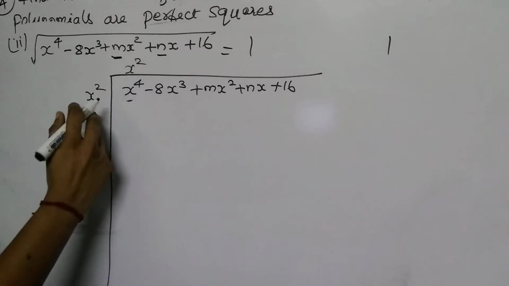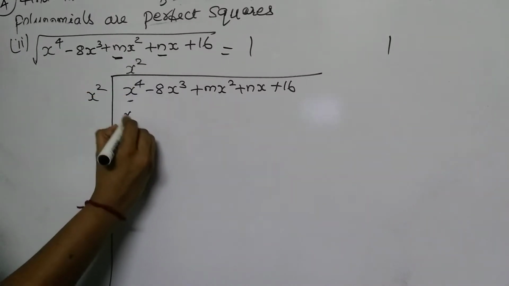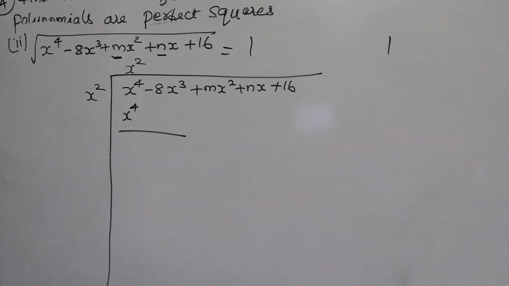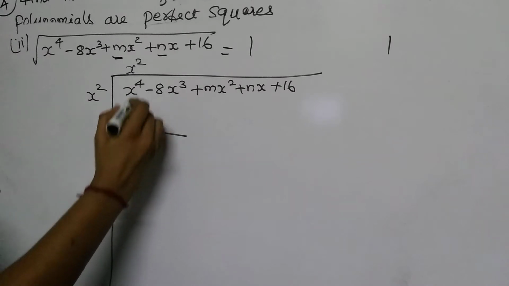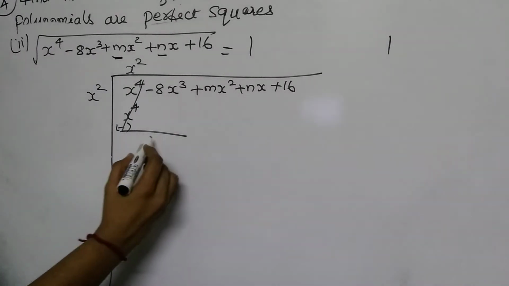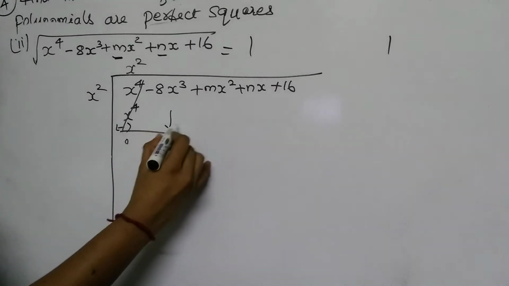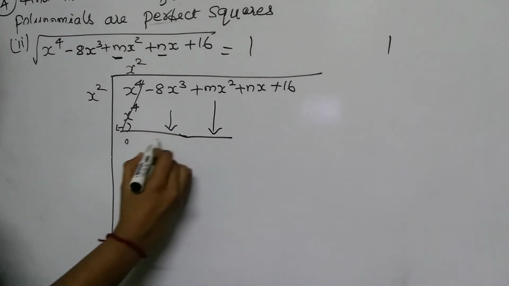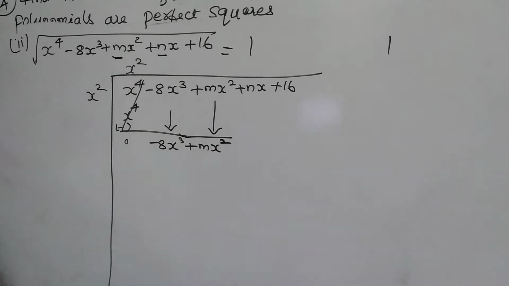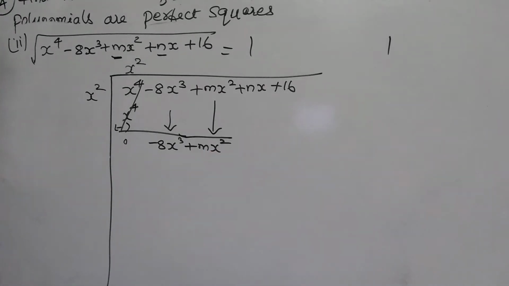Now what is the next step? Multiply and write it below the first term: x square multiplied by x square. Subtract here. Cancel. Plus number, minus number, so cancel, and you will get 0 here. What is the next step? Take the two terms, minus 8x power 3 plus m x power 2. You have to take two terms and do the long division.